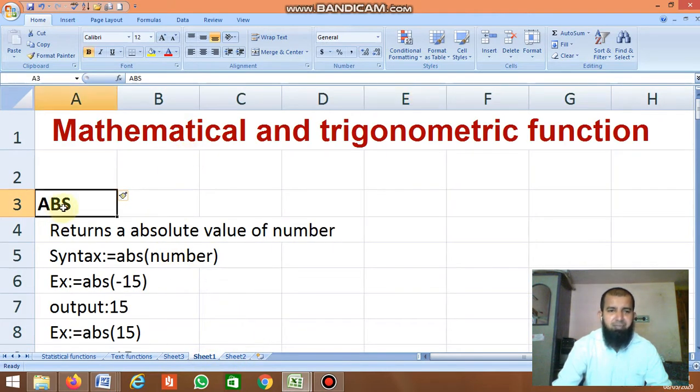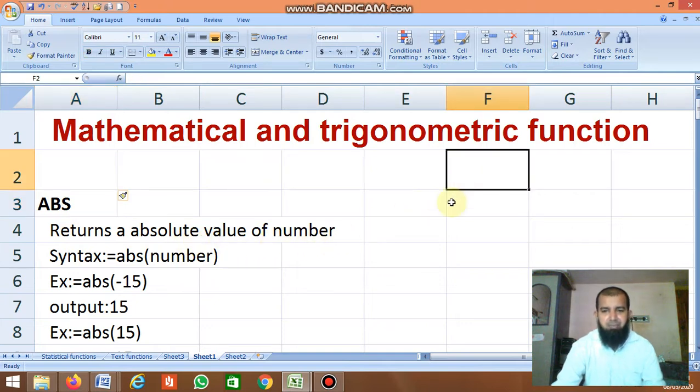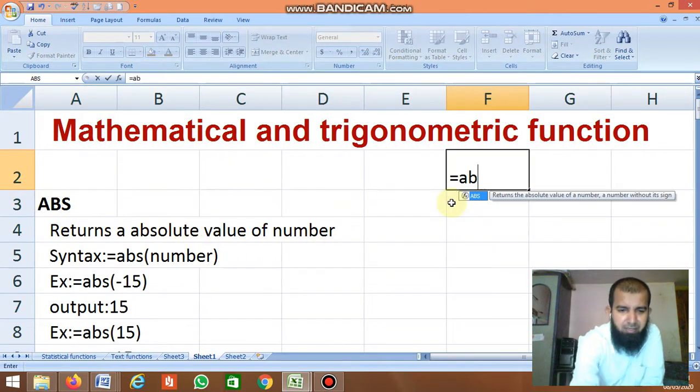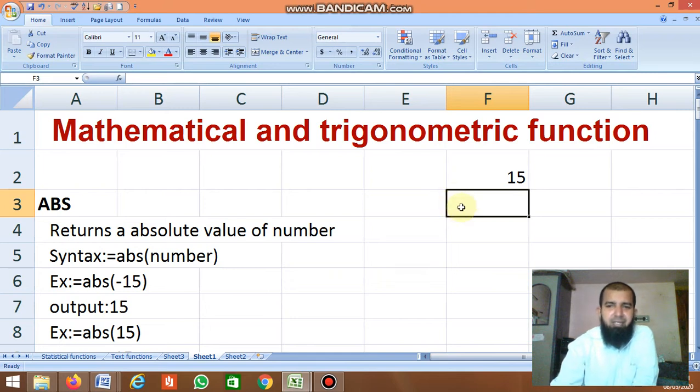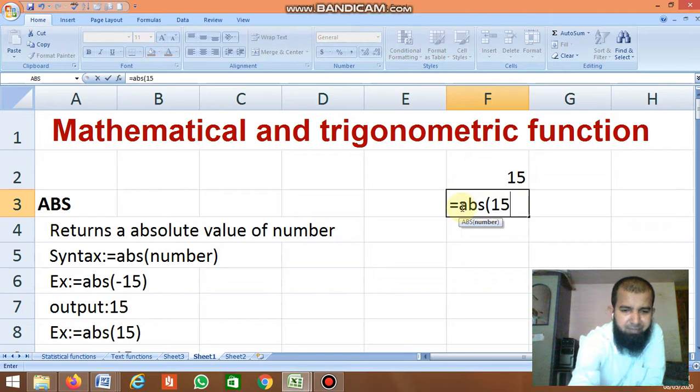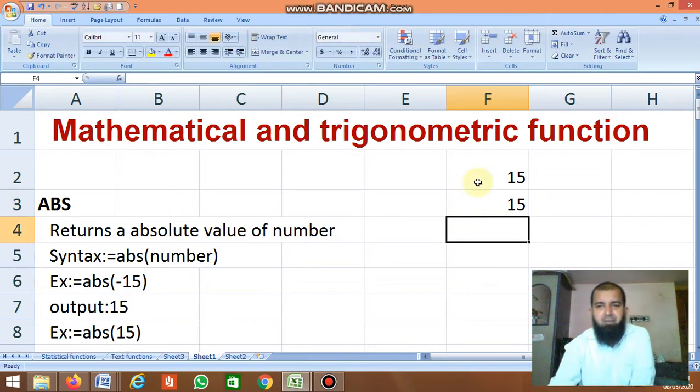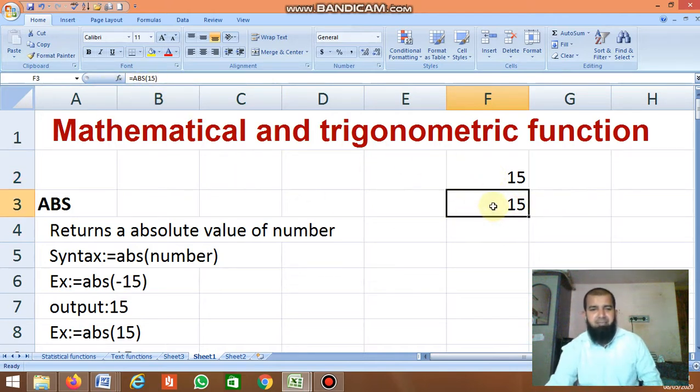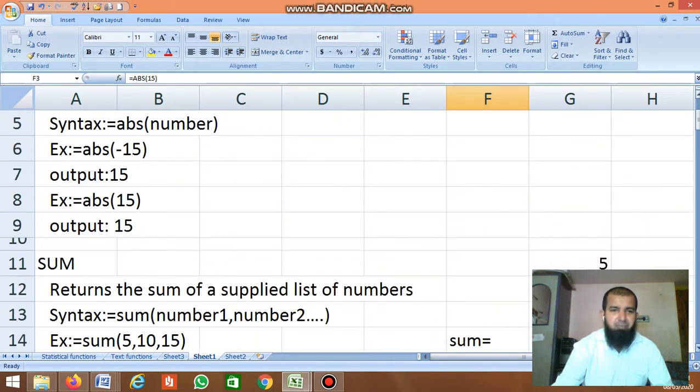First one is ABS. What is the ABS function? Returns an absolute value of a number. For example, equal to ABS of minus 15, you get plus 15. If you write equal to ABS of plus 15, you get plus 15 only. If it is negative, it converts it into positive. If it's already positive, then it displays the positive number only.